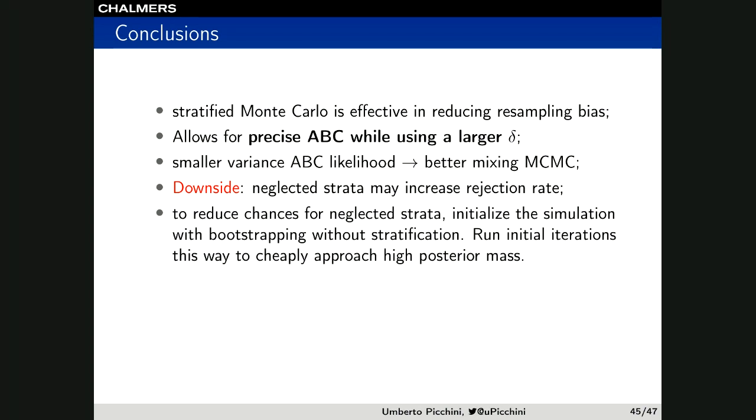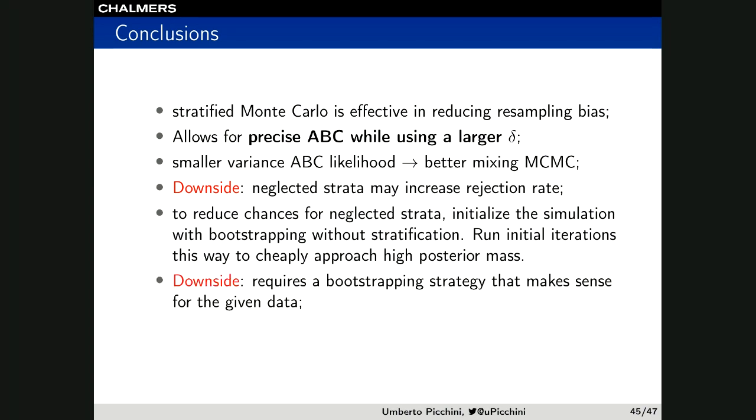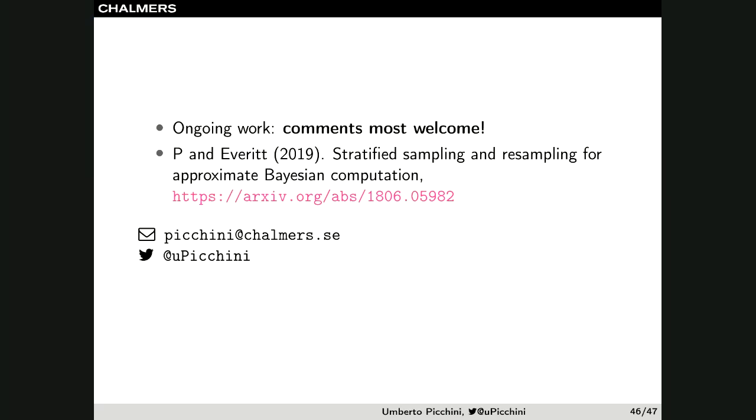There is an example in the paper that does that. And of course, we need to have data for which bootstrapping makes sense. We need to have a resampling strategy that makes sense for our model and our data. And finally, we need more research to know how many strata to introduce, how to construct them, how large they should be. This is not something we address. So we will really welcome your comments.